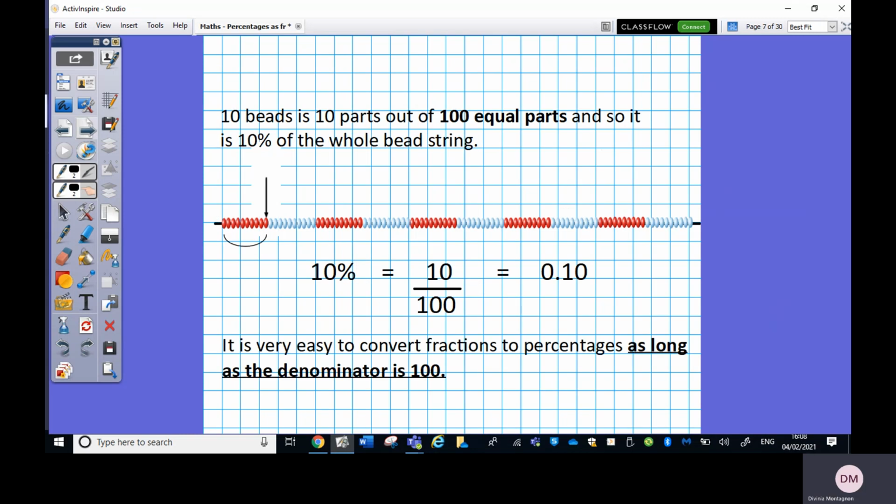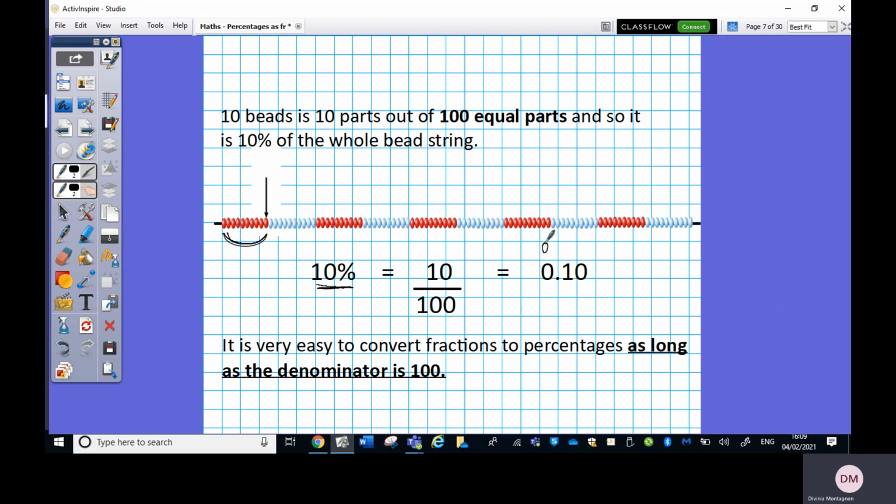10 beads, which we have here, is 10 parts out of 100 equal parts. So that would be 10% of the whole bead string. So that would be 10 out of 100, or 10 hundredths. We can also write it as a decimal, and I'm sure you know how to write that. It would be 0.10.